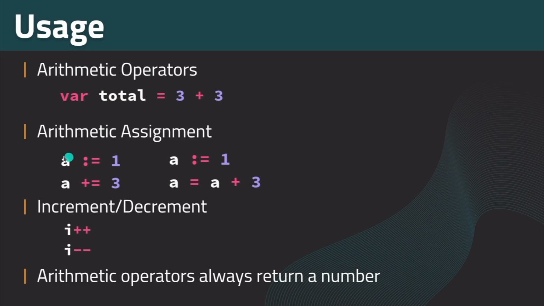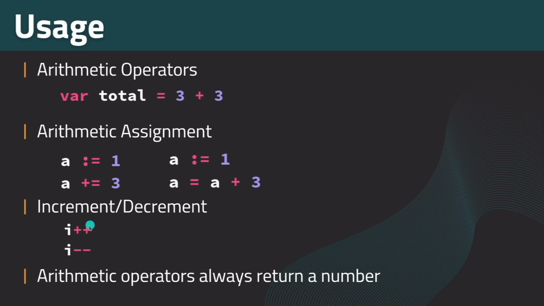To use arithmetic assignment, here we're creating variable a, setting it to the value of 1. We're using plus equals with 3, and so that will take the existing a and add 3 to it, and then a will now be equal to 4. And that's the same as doing a equals a plus 3. So this is just a shortcut for doing that.